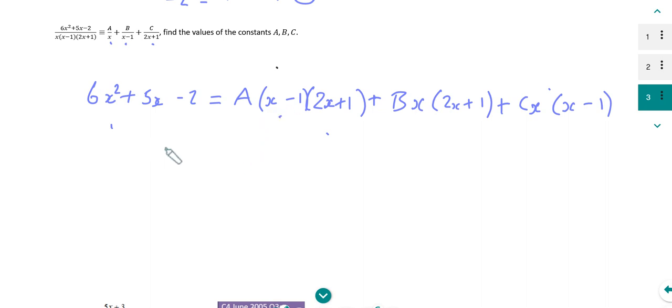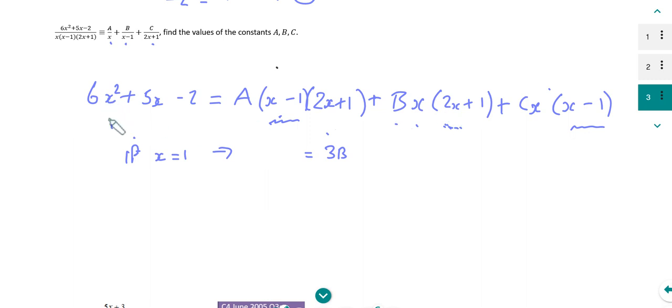So you could substitute some numbers. So you could try this one, for example. If x equals 1, what would happen? Well, let's just look on the right hand side first. Can you see that A will disappear, C will disappear, but B will not disappear? What will you get for B? You'll get B times 1, so that's just B, and then this will be 2 times 1, so it's 2, so you're going to get 3B on the right hand side.